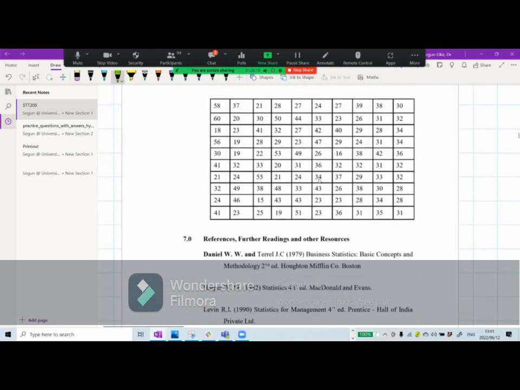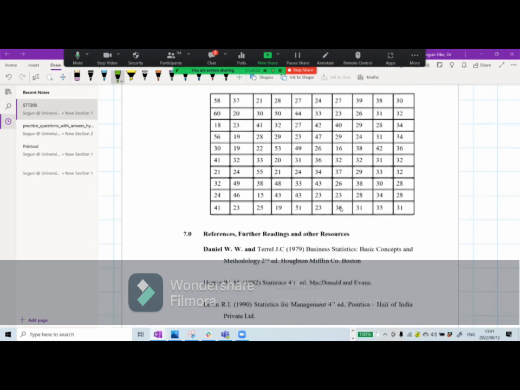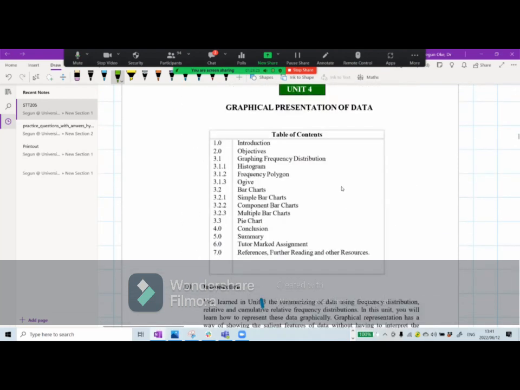So it is possible. Now, I gave an assignment. If you remember, go and check that assignment and see what we did in that assignment. Now, they can ask the definition of histogram, polygon, frequency polygon, ogive, bar chart, simple bar chart, components, multiple bar charts, pie charts, and so on. They can ask.